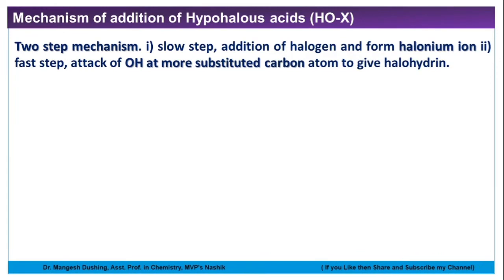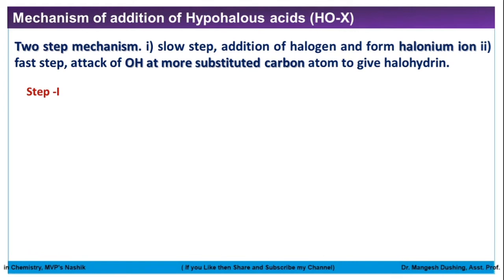Now this mechanism also has a two-step mechanism. First step is a halonium ion formation, that is again a 3-membered ring formation, halogen with positive charge. So this step is slow step or a rate determining step. So this is the addition of halogen, that is formation of halonium ion. Second step is the fast step, that is attack of OH minus at the more substituted carbon atom to give the halohydrine. More substituted carbon means the carbon which has less number of hydrogen atoms.